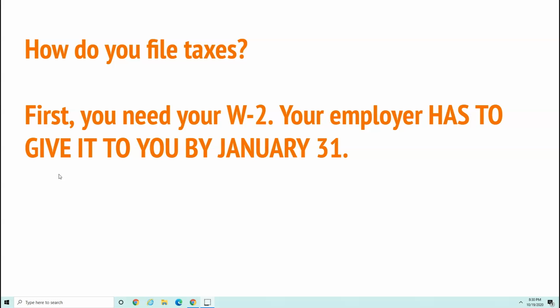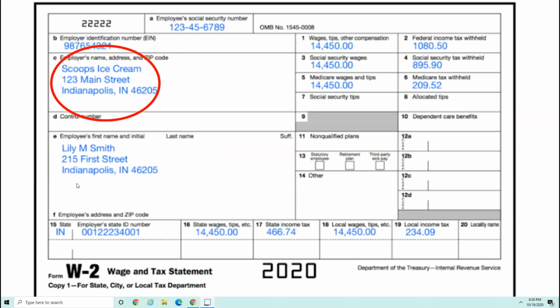All right, then comes the time of filing taxes. So how do you file taxes? Well, first you need another form called the W-2. Your employer has to give it to you by January 31st of every calendar year. This is what a W-2 looks like. I'm going to walk you guys through it.